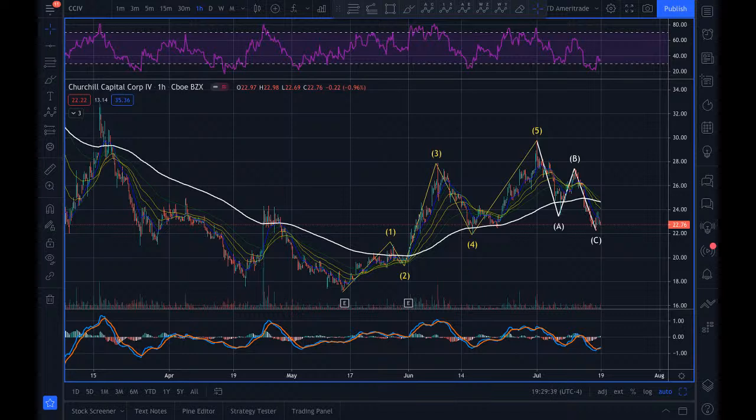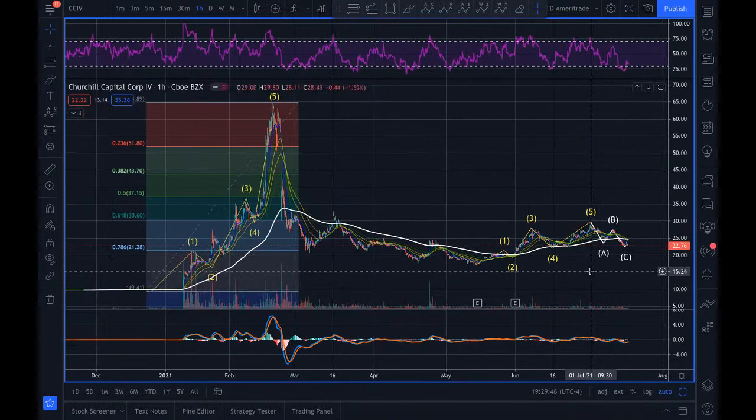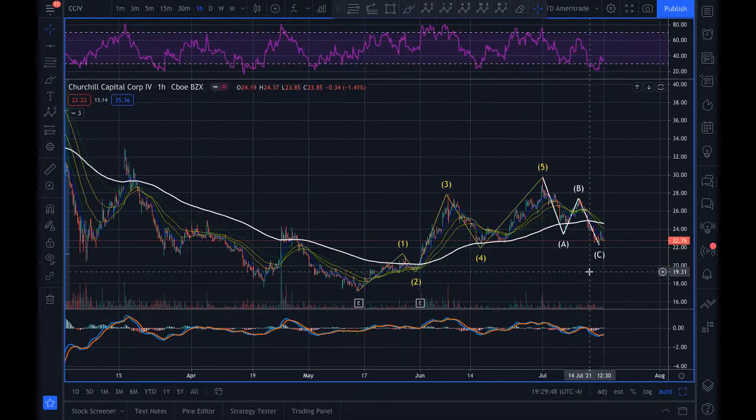CCIV is Lucid Motors. Oh, am I doing the wrong chart? Well, anyway, whatever, Churchill Capital Corp looks like a decent setup as far as the technical analysis goes.